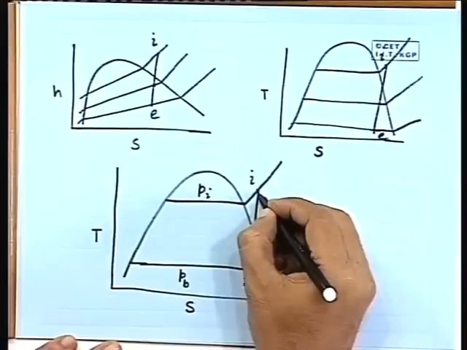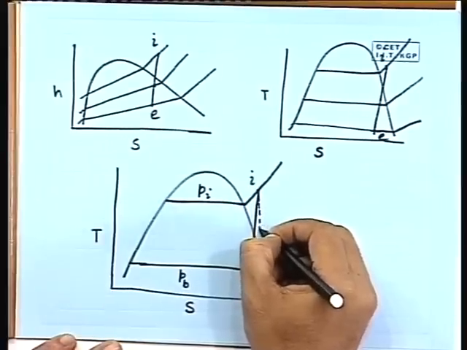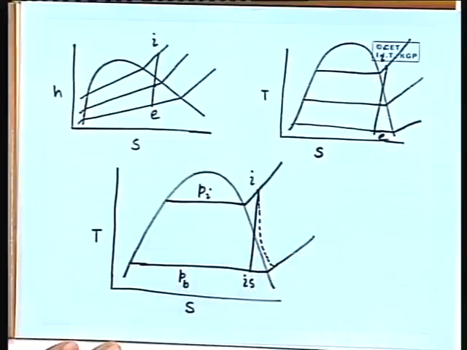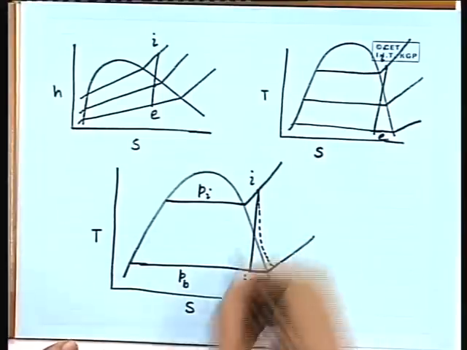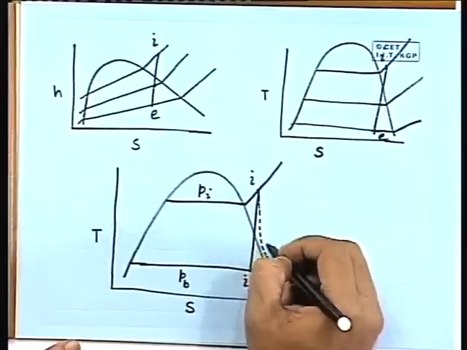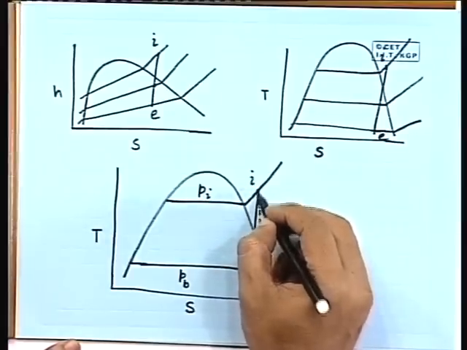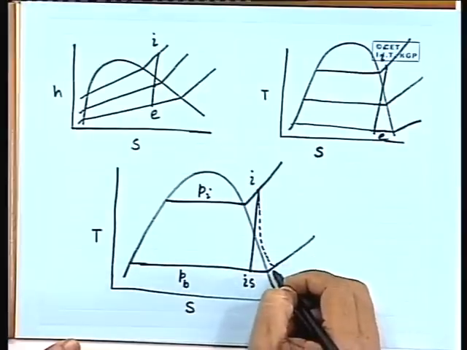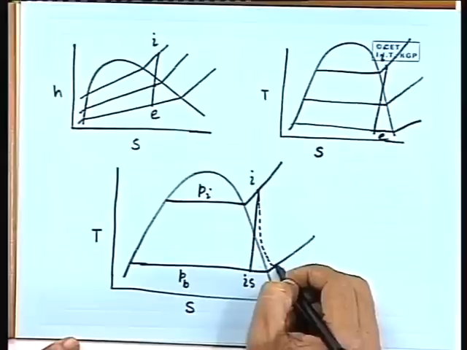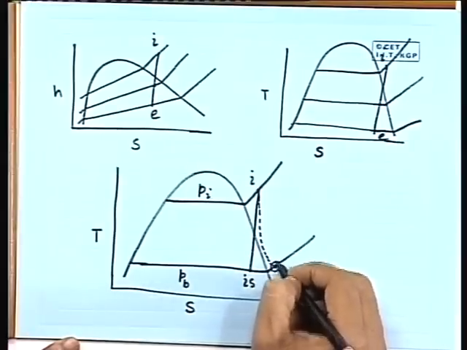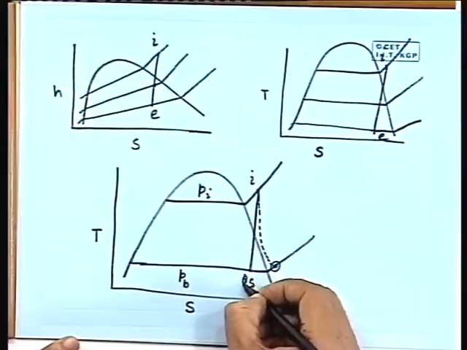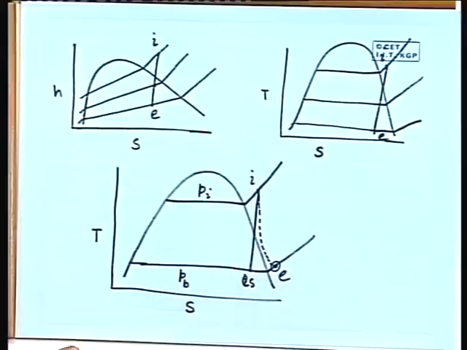But due to irreversibility, there will be an increase in entropy. While the same steam is expanding from the same inlet pressure to the same back pressure, there will be an increase in entropy. So, the exit point will be somewhere here. So, this is I, this is E S, and this is E.